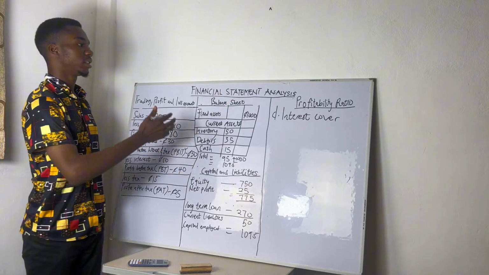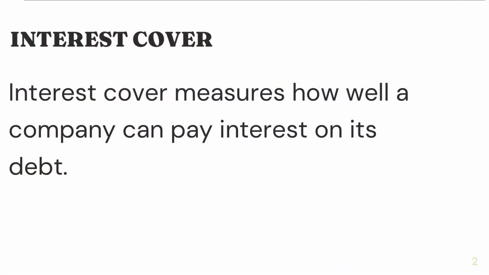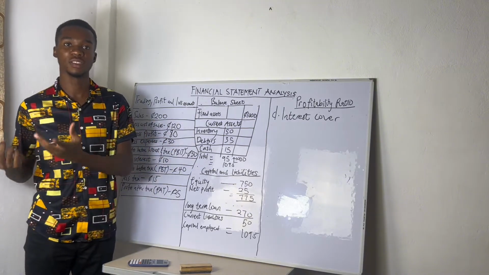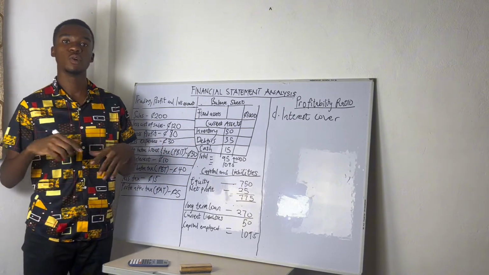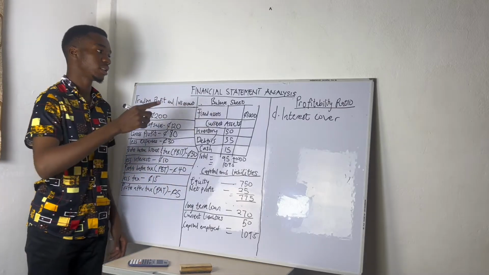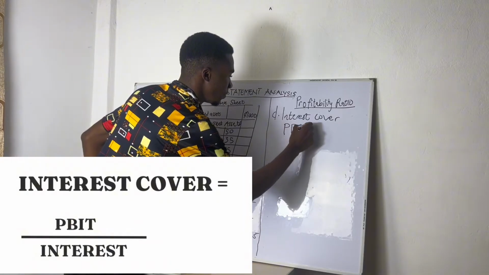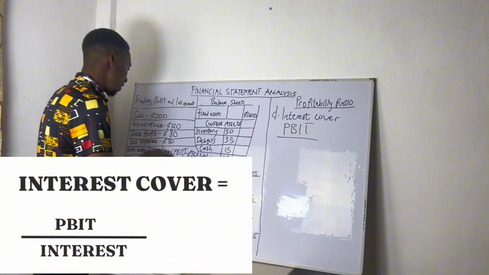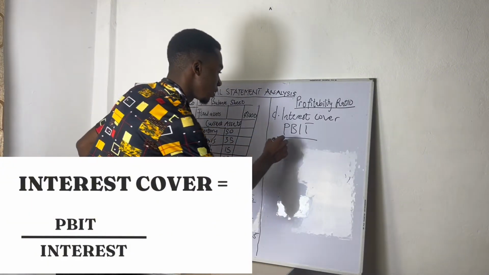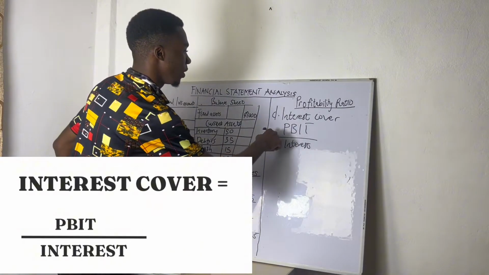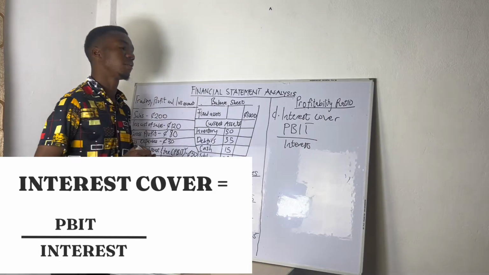Now we move on to the interest cover. The interest cover is how well the company can pay its interest. If you are starting any company, you are going to take a loan, and on the loan you're also supposed to pay interest. So this formula is just telling you how well the company can pay its interest, if it's actually able to pay its interest or it will not be able to. And the formula for the interest cover is the profit before interest and tax, which is PBIT, which is right here, over the interest. So this is the formula for the interest cover.